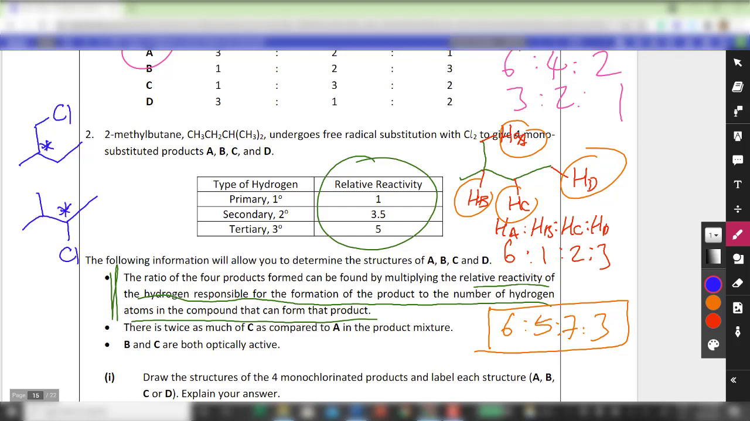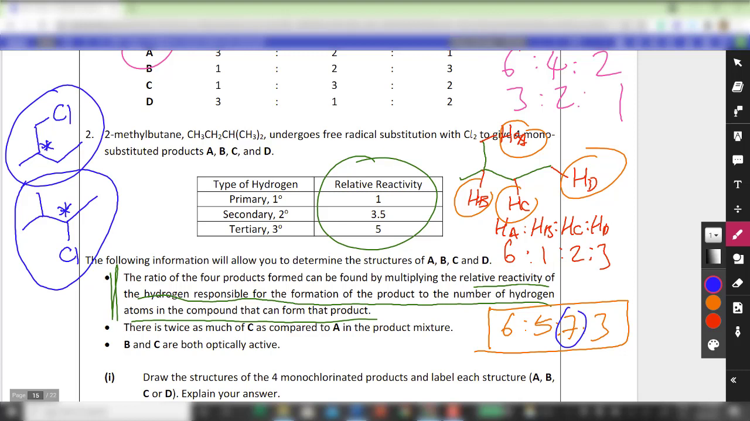Okay, so let us read this again. You were told that there is twice as much of C as compared to A. So because you were told that B and C are both optically active, therefore C must be one of the two. And how can you have twice as much? You straight away will know that this can't be C, because if you look at the ratio here, it doesn't fit anything. Correct? Yeah, so therefore C must be this.